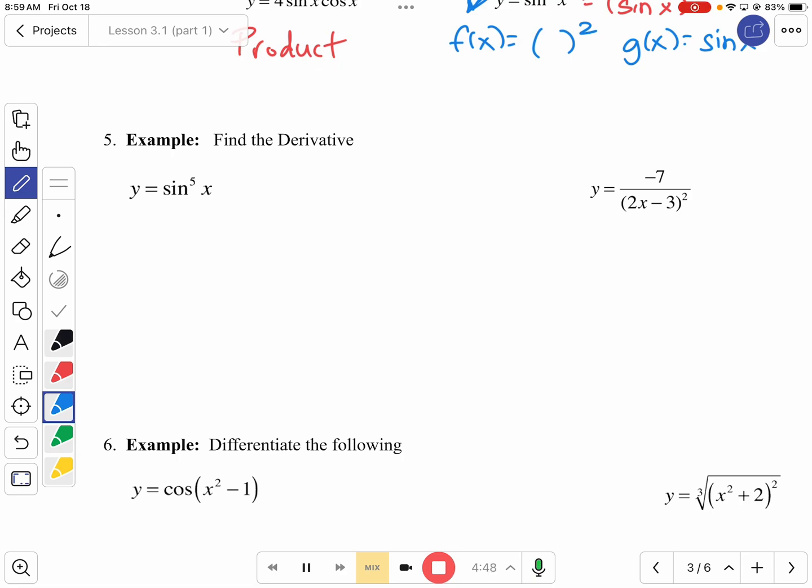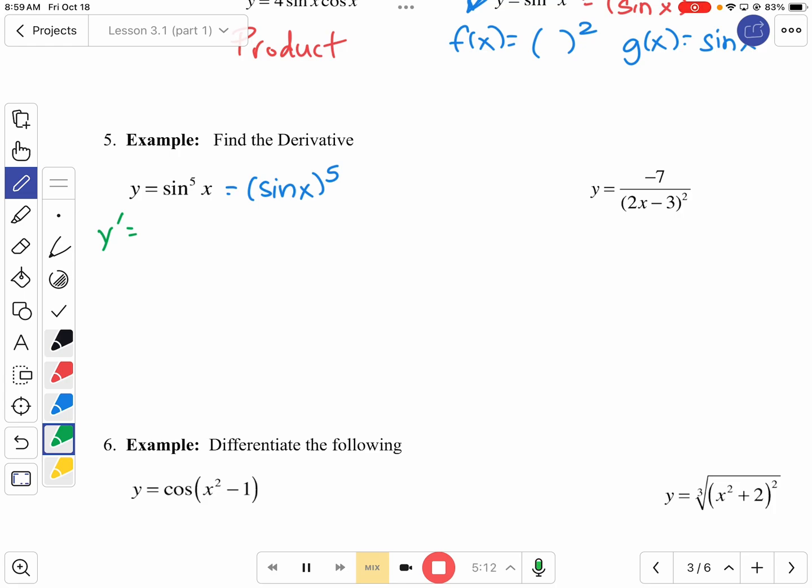All right, so let's take a look. Let's walk through a couple of these together. Okay? All right, so the first one. First thing we have to recognize is it is a composition. This is the same thing as the sine of x to the 5th power. And so here's what we're going to do to find y prime. My outside function is something to the 5th. So let's take the derivative of something to the 5th.